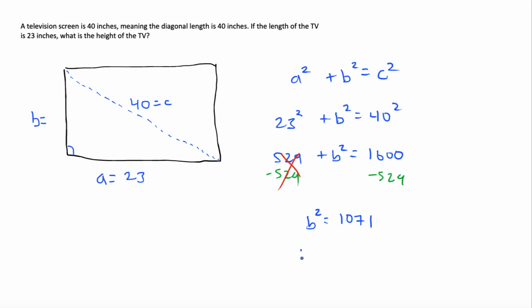Now to solve for b, we need to take the square root of this. So b is going to be the square root of 1071. When you do this in your calculator, we'll just round to 2 decimal places. So we get 32.73 inches. In that case, that'll be the height of the TV.